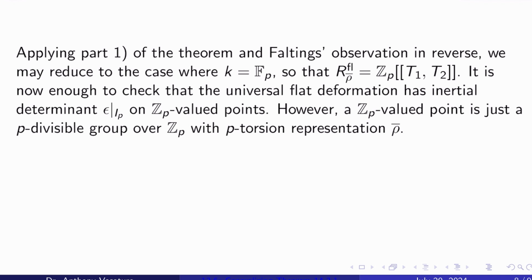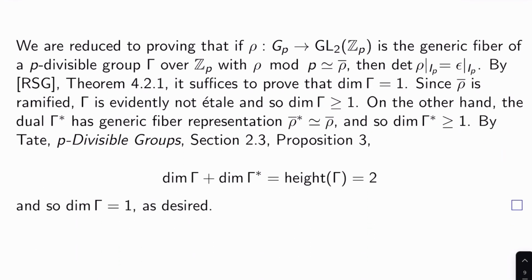It's now enough to check that the universal flat deformation has an inertial determinant epsilon restricted to I sub P on ZP valued points. But a ZP valued point is just a P divisible group over ZP with P torsion representation rho bar. Okay. So now we've reduced to the following simpler statement. It says the following: if rho from GP to GL2 of ZP is the generic fiber of a P divisible group gamma over ZP, such that rho mod P is isomorphic to rho bar, then the determinant of rho is cyclotomic when restricted to I sub P. This is now a much simpler statement to prove.